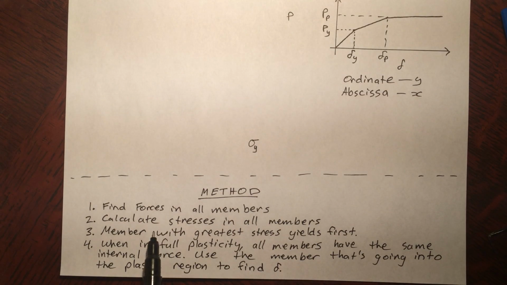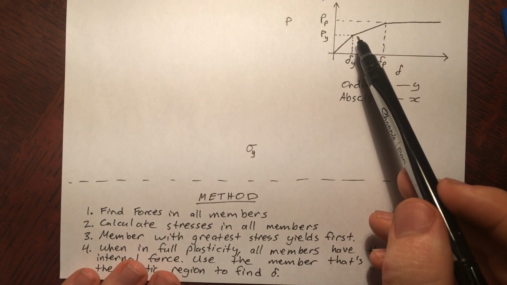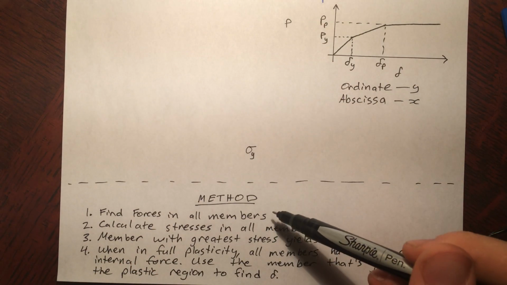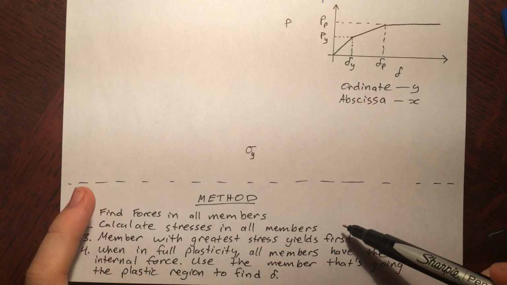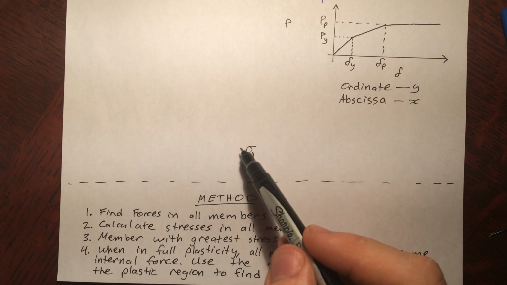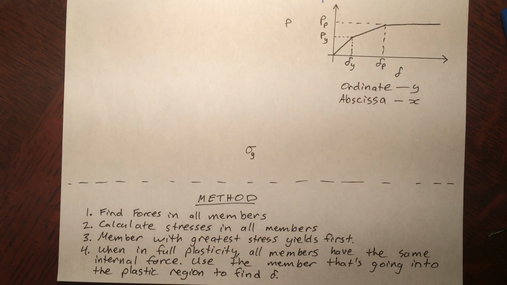Now the member with the greatest stress will yield first. So that'll correspond to this piece here. Most of the time the areas are the same, so you don't really need to do step 2, but you might get a question where the areas are different. And it's the yield stress that counts, not the normal force in the bar.